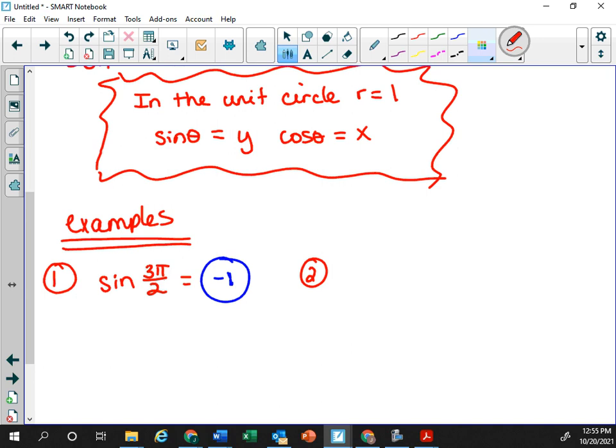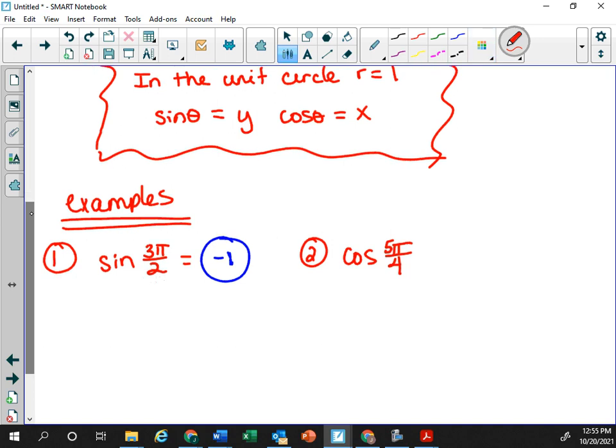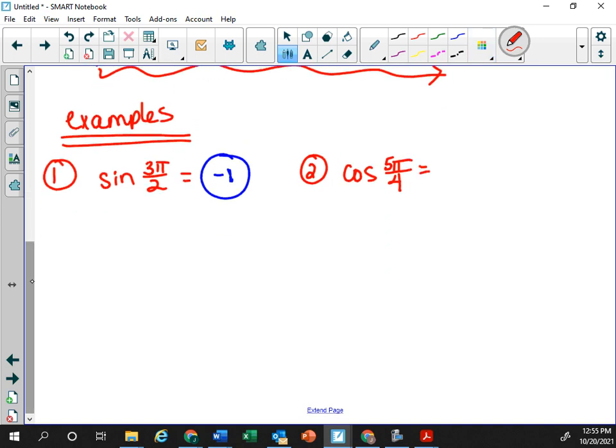Yeah. So let's do a cosine. Cosine of 5 pi over 4. All right, which quadrant has 5 pi over 4? Third, right? I always make a little sketch if you need to. Okay, there's where 5 pi over 4 is. Am I looking at the x or the y for cosine? X. What is the x part of that coordinate? There you go. We're done with that one. That's it.